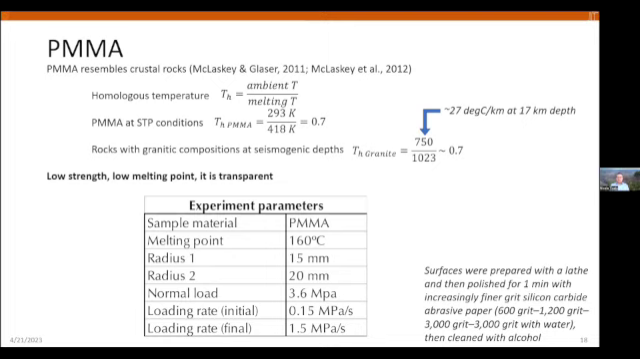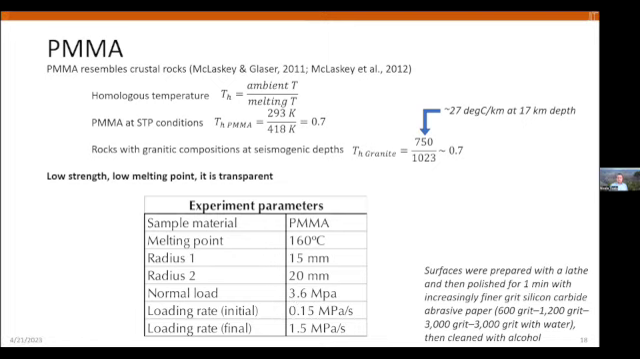So the radius of the top sample can be a maximum of 15 millimeters, and the radius of the bottom sample can be a maximum of 40 millimeters. The typical normal loads that we work with are in the order of 5 megapascal, I would say between 1 and 5 megapascal. I will show you examples here with a normal load of 3.6 megapascal.